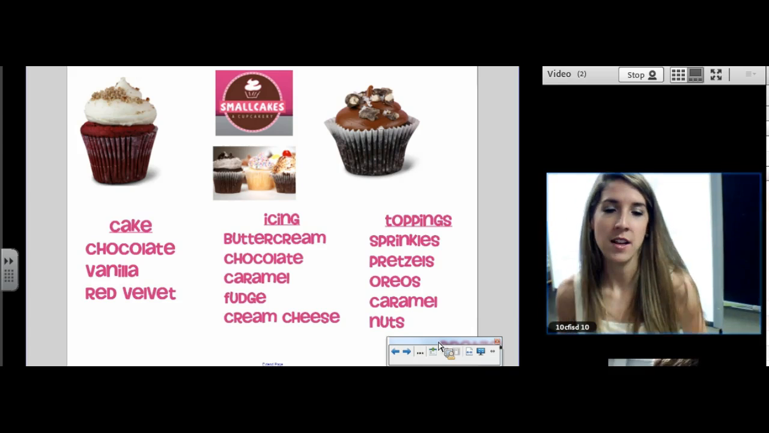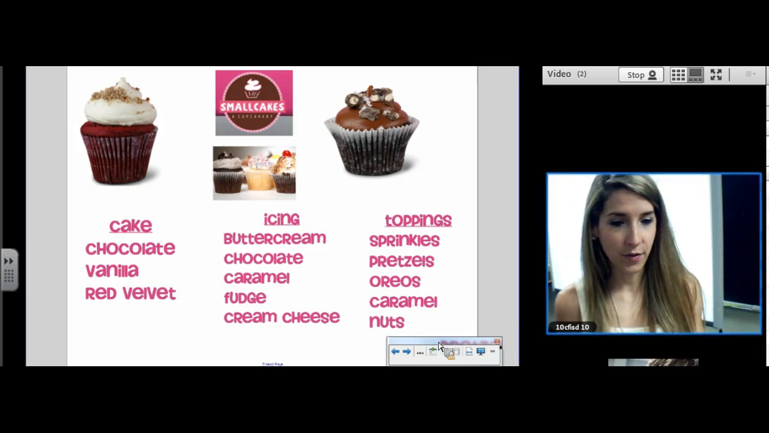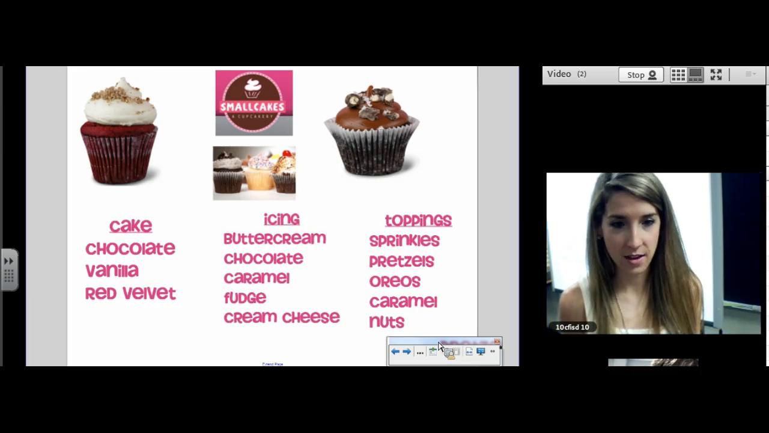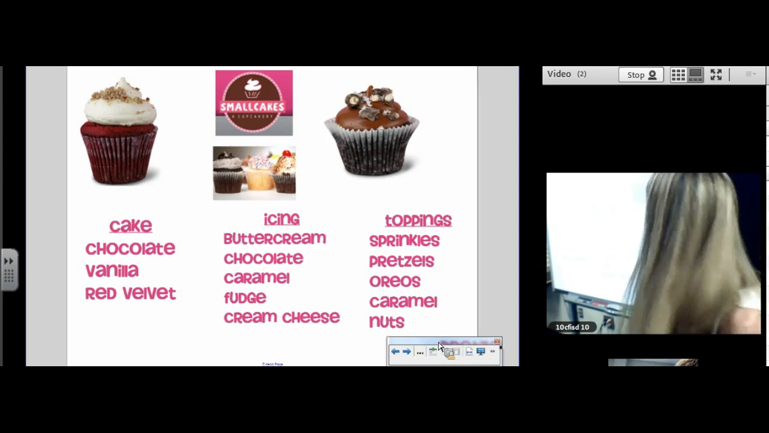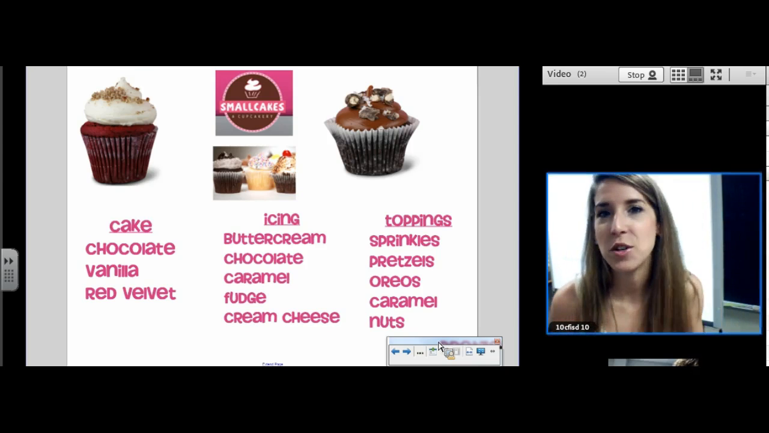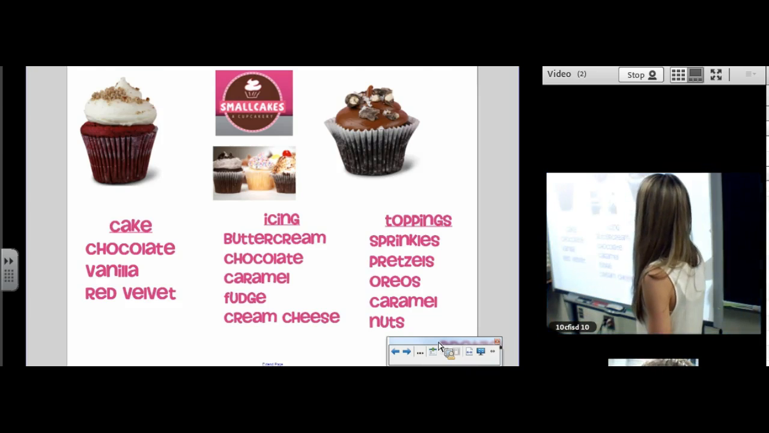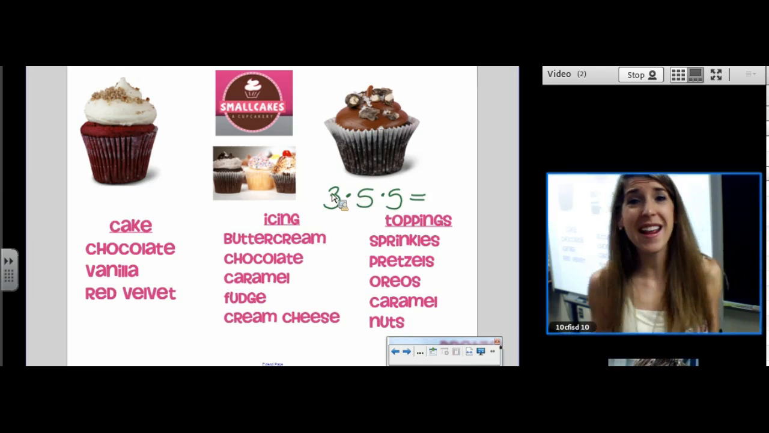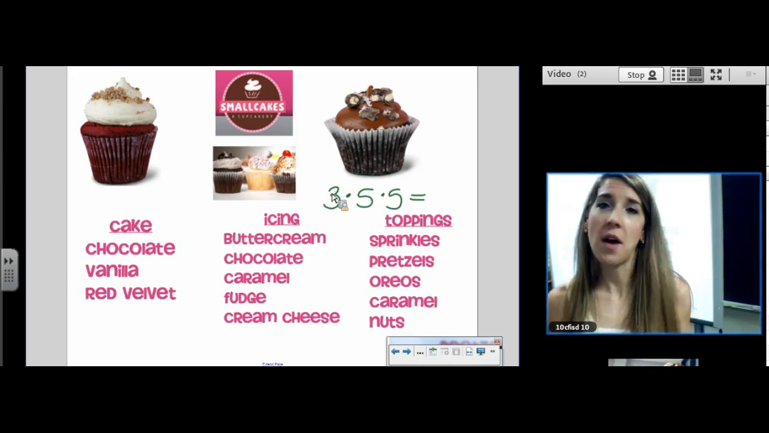So, if you walked into Small Cakes and these were the options that they had, because every day they have different options. They feature different cupcakes. Anyways, if you had 3 cake choices, 5 icing choices, and 5 topping choices, how many different combinations could you make? How many different cupcake combos would there be? So how do we do this? Good, Avi, good. So this is actually called the fundamental counting principle, but it's good to know what it's called. You have 3 cake options, 5 icing options, and 5 topping options. So believe it or not, it is that easy. 3 times 5 times 5. You multiply the different number of options in each category.